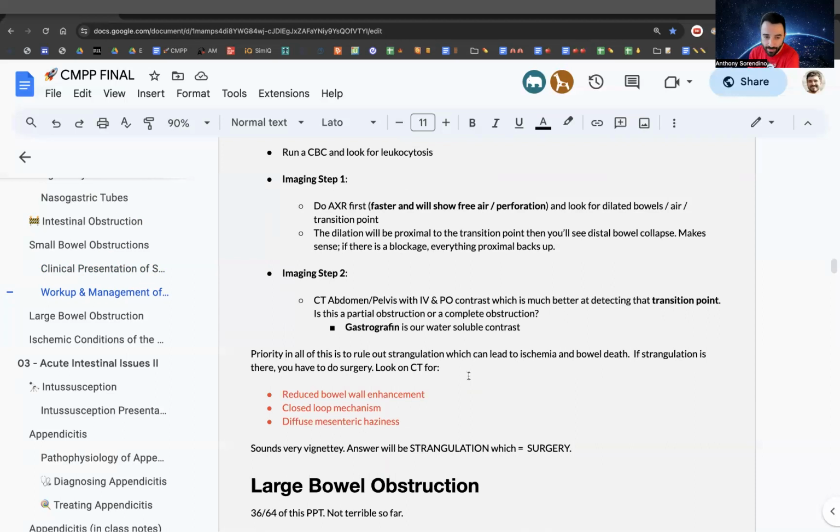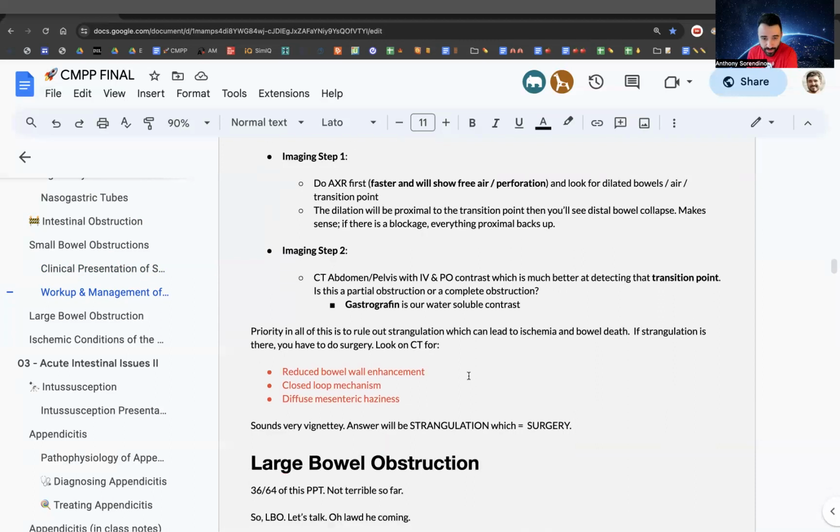And then step 2, when you have a little bit more time and you've ruled out this perforation, send them over to CAT scan, give them that IV NPO contrast, and you're going to be able to detect that transition point. So where is this obstruction? Gastrografin is the water-soluble contrast that you're going to use.